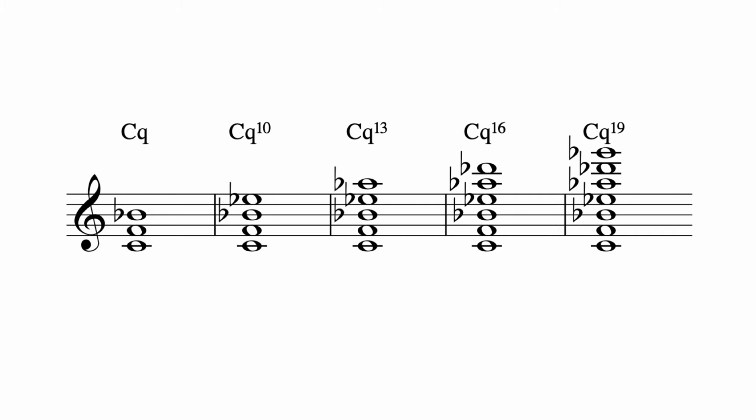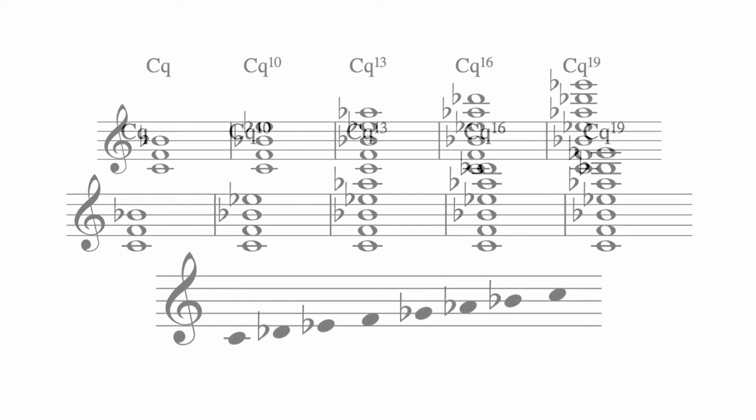Similarly to how we notate the extensions of tertiary chords, we notate the extensions of quartal chords with a number. But instead of going by intervals of thirds for each extension, we're going by intervals of fourths. So it goes from 7, which is implied, so we don't need to notate it, to 10, to 13, to 16, to 19, while a tertiary chord would go from 7 to 9, to 11, to 13, to 16, etc.